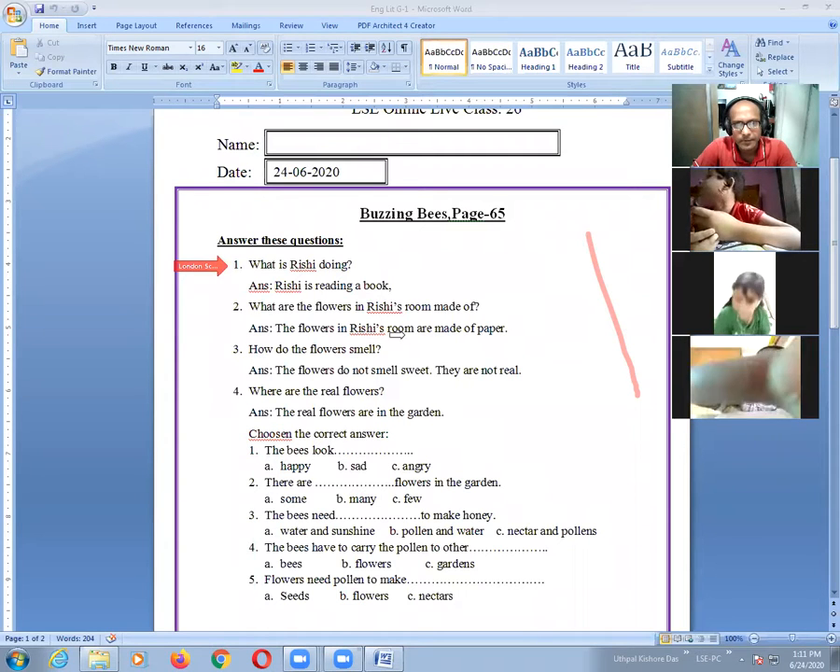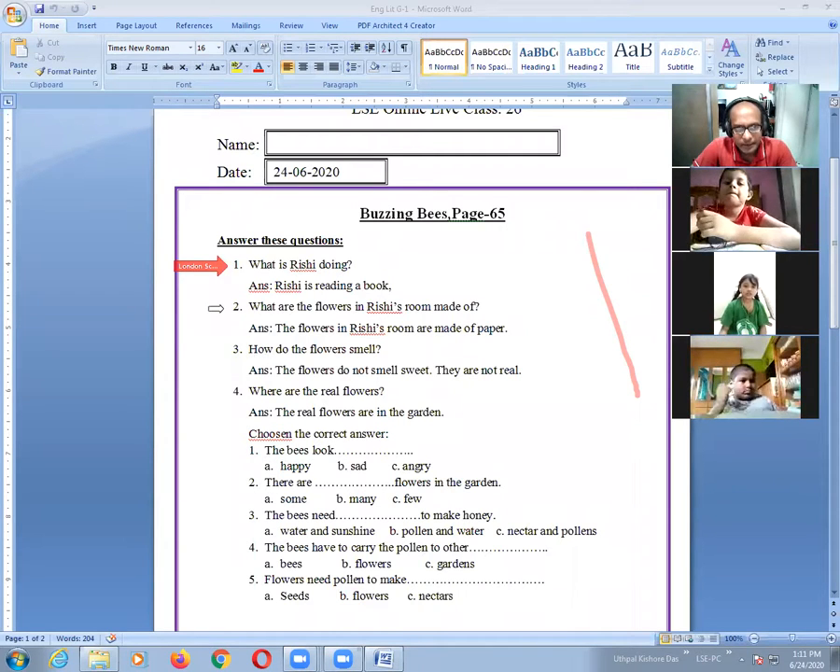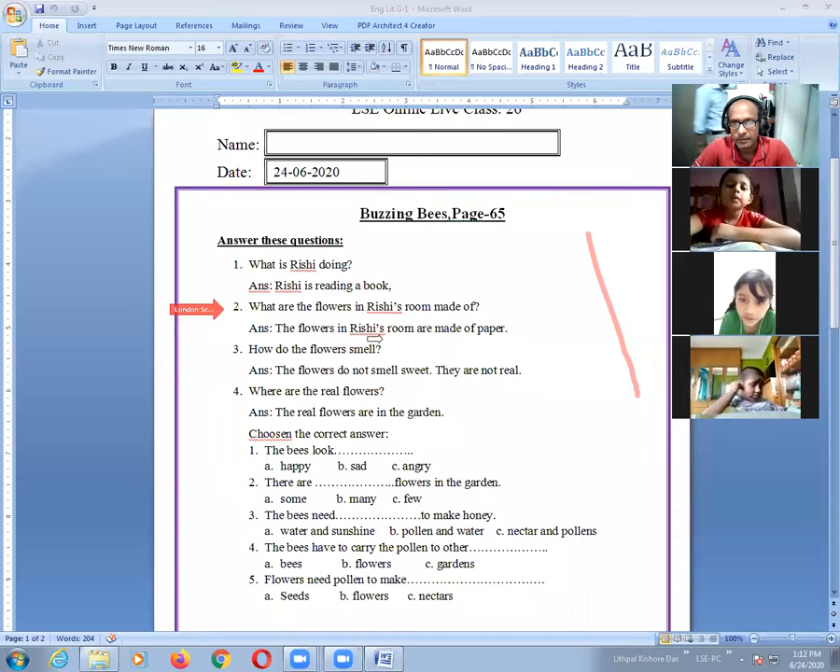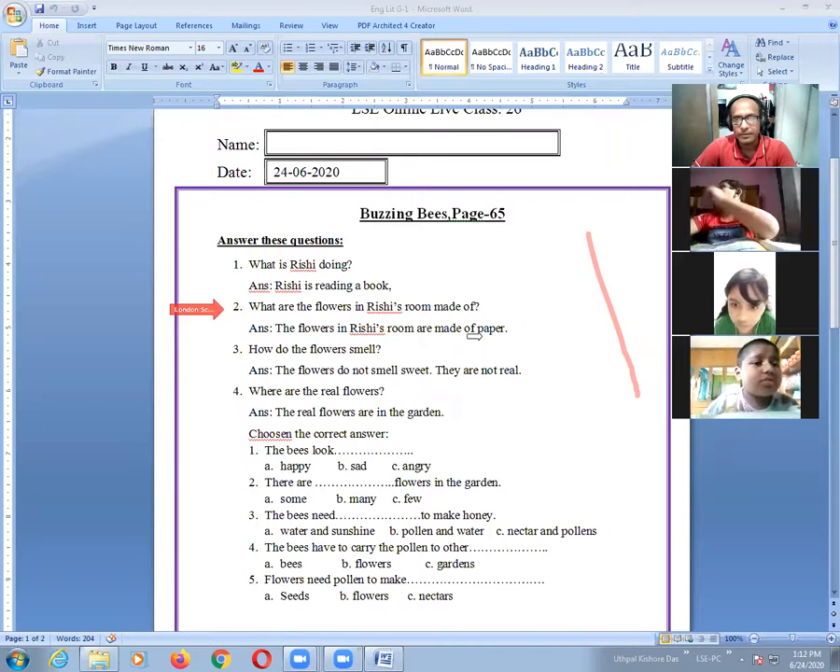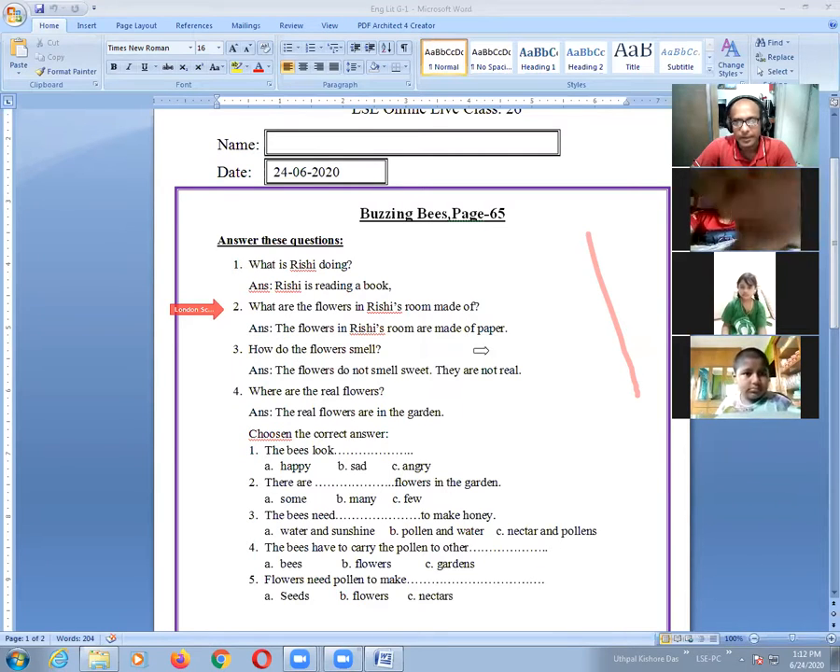Now, Zara, say. Yes, sir. Answer the question. Question two: What are the flowers in Rishi's room made of? The flowers in Rishi's room are made of paper.